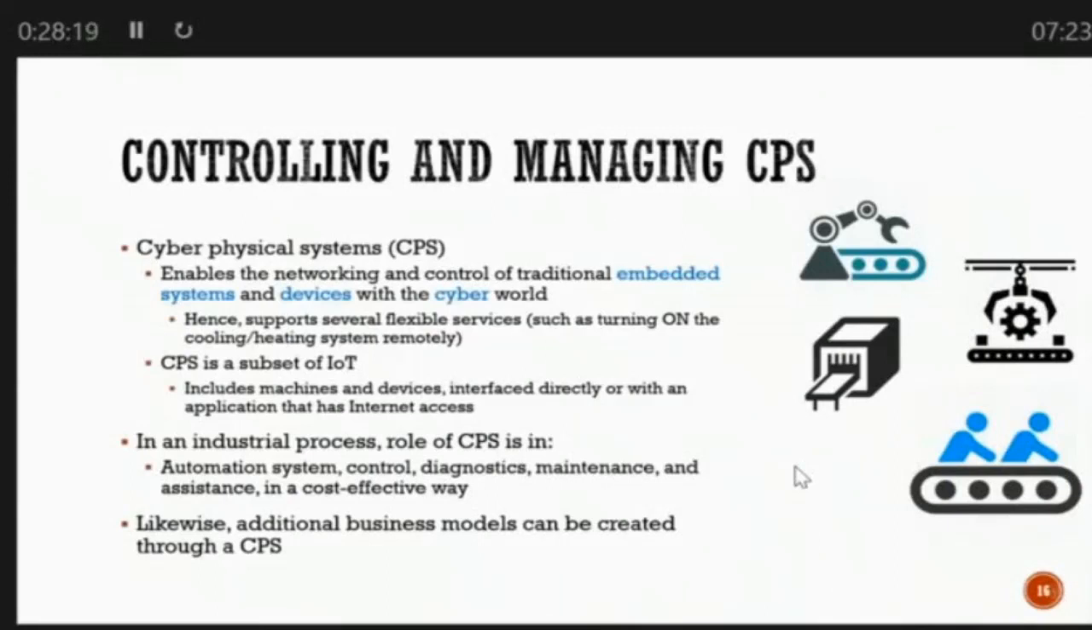In the same way, since these devices have become part of the internet, cyber world, it means that they are accessible over the internet. Since they are accessible over the internet, it means that we can create additional business models or business processes through controlling and managing CPS. So that's another important aspect of industrial IoT. Without this, industrial IoT would be incomplete. So these are the three main components. What is the next one?